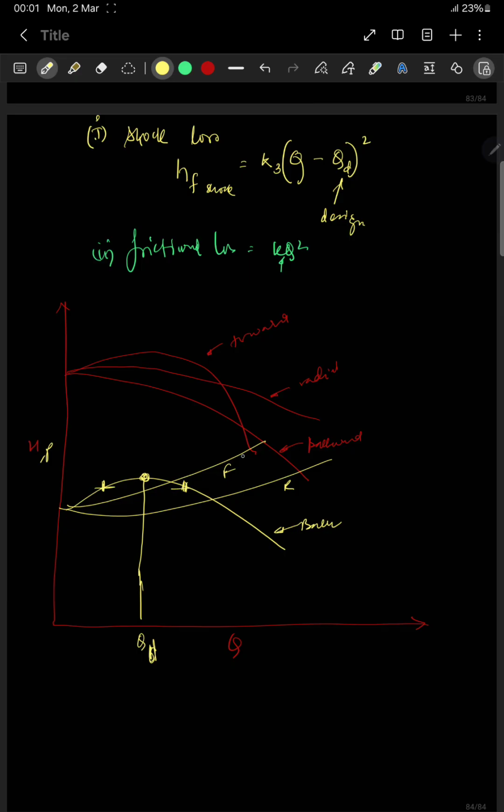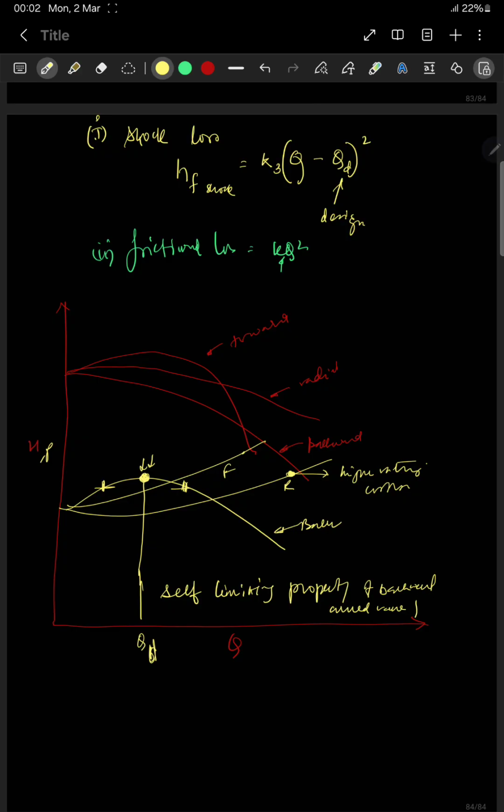But here, in the forward, in the radial case, if we try to run the pump over here, then we always have to provide a motor that is of a higher rating, which is costly. But here, if we buy a motor at this design condition, then at any condition, be it higher or lower flow rates, the power will be less. This is known as the self-limiting property of backward curve vane pump.